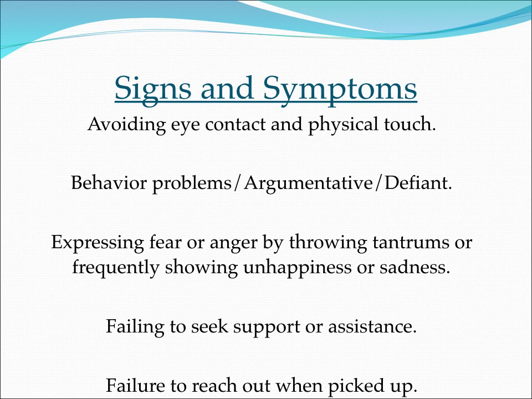Some other signs include behavior problems, argumentative. If a youth is always arguing, or defiant, or a combination of all three, it's a sign that perhaps reactive attachment disorder is there within that youth. Those youth who express fear or anger by throwing temper tantrums, or frequently show that they are unhappy or sad, is a possible sign of reactive attachment disorder. Teens who fail to seek support or assistance, or fail to reach out when picked up, might be a sign that they have reactive attachment disorder.